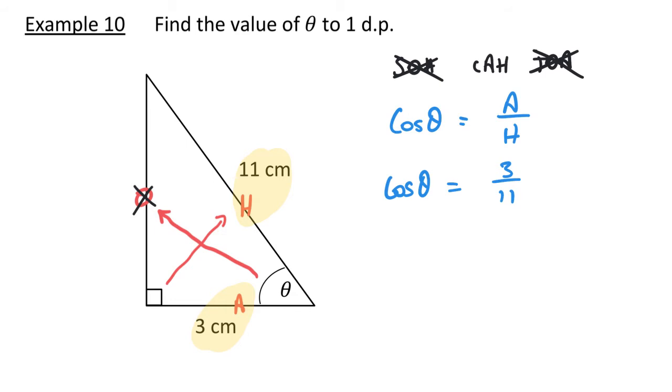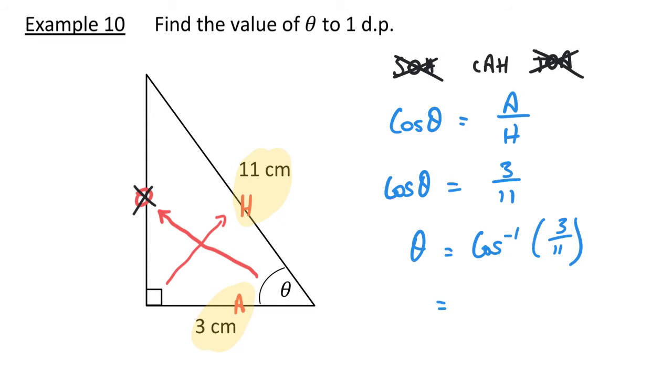Now what you'd want to do is kind of divide by cos, but we don't do that with trigonometry. We apply the inverse cos and we get theta equals cos to the minus 1 of 3 over 11. Putting that into your calculator, it'll be the shift or the second function of cos.